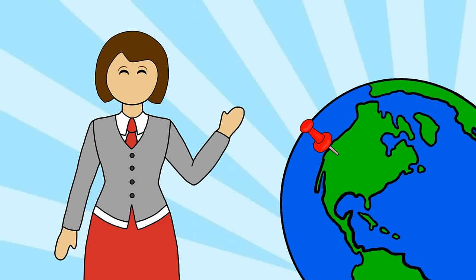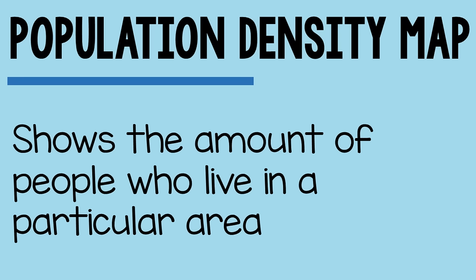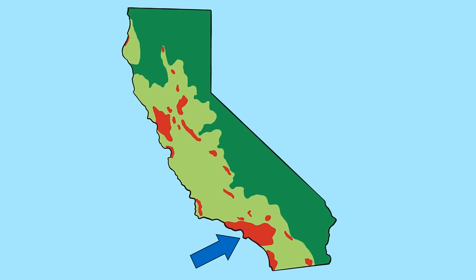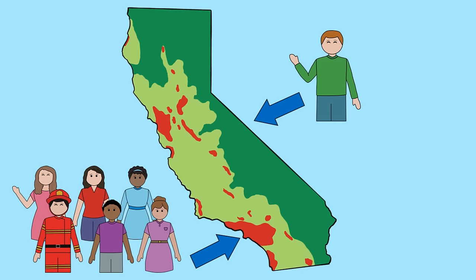Have you ever wondered where people live around the world? A population density map can show you the amount, or density, of people who live in a particular area. A city filled with people will have a higher population density than a rural area filled with farmland, where people live farther apart.